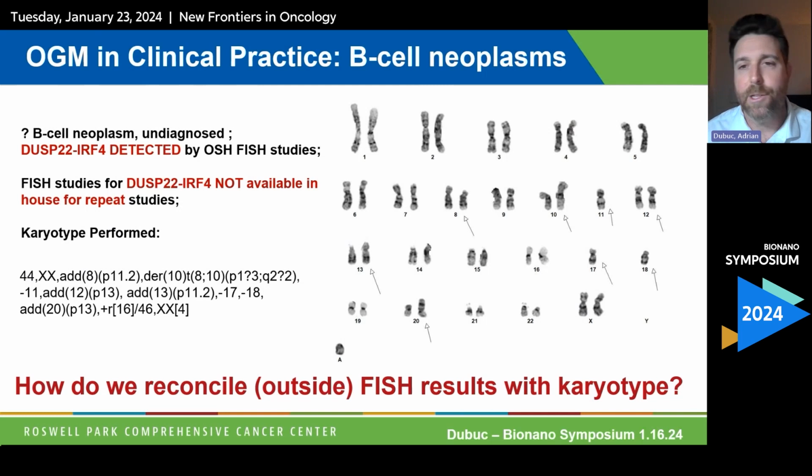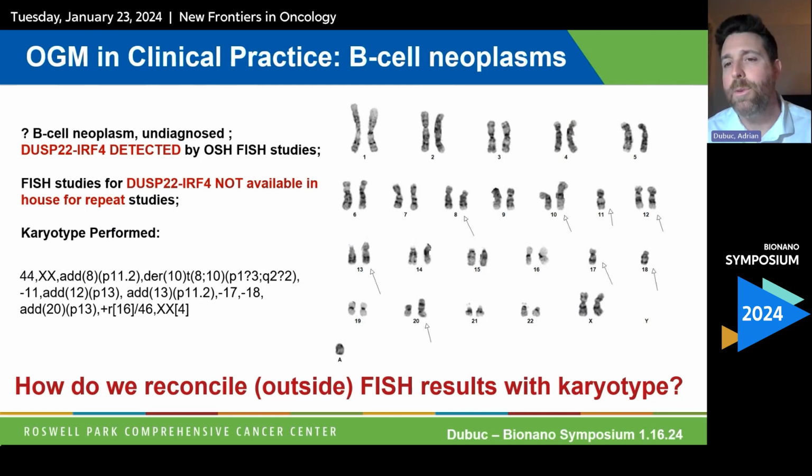But what both challenged and puzzled our hematopathologist was the presence of a DUSP22-ERF4 rearrangement that was described by outside FISH studies. Now, unfortunately, in our hands in Boston, I think that the DUSP22-ERF locus was not a probe that we had in-house, and so we weren't able to repeat those studies, and therefore karyotype ended up being our next best start to understand the true nature of this disease.